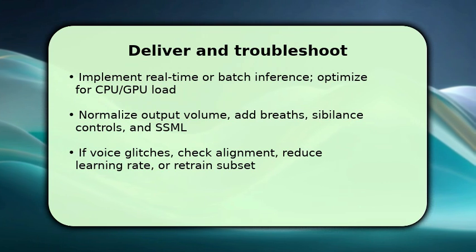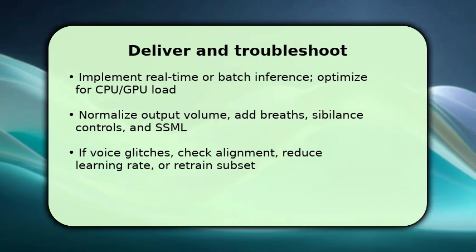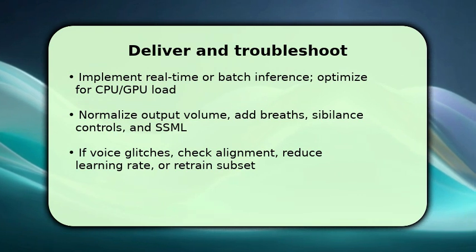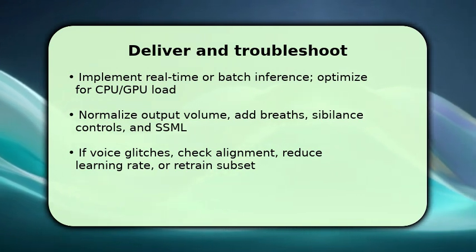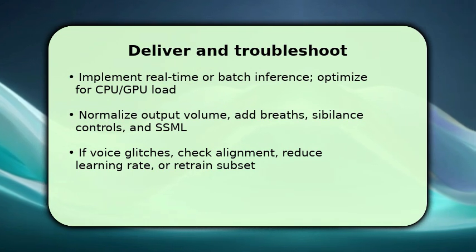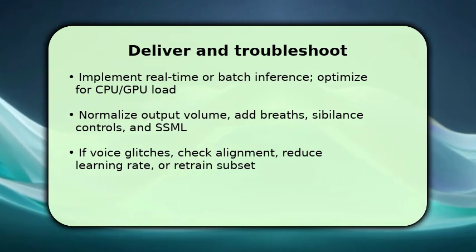human. If you hit glitches like stutters or mispronunciations, first recheck alignment files. If persistent, reduce learning rate and retrain on the problematic subset. If that fails, add more high-quality.